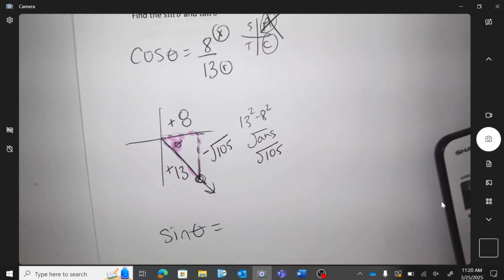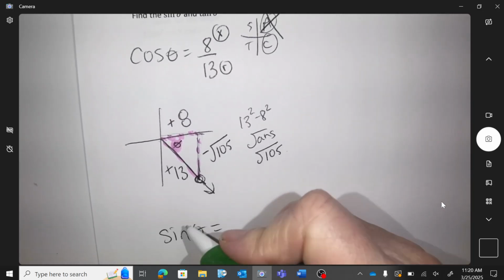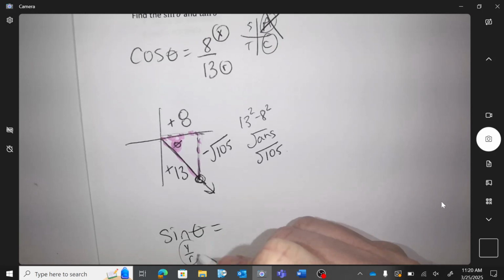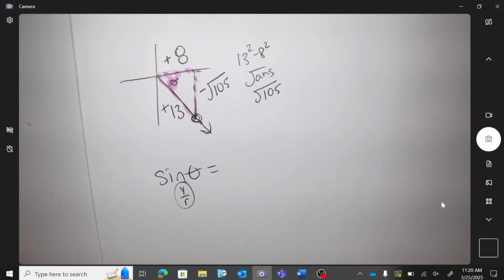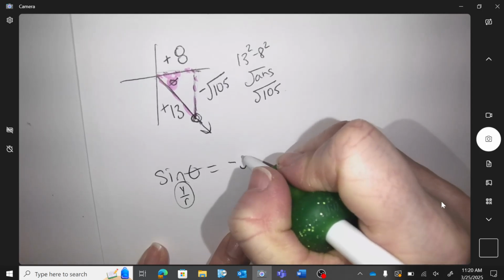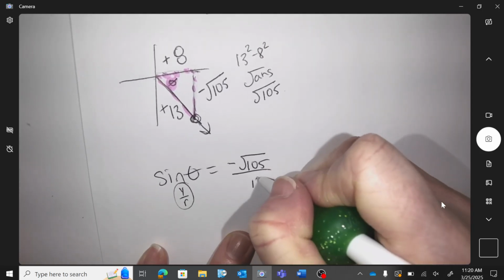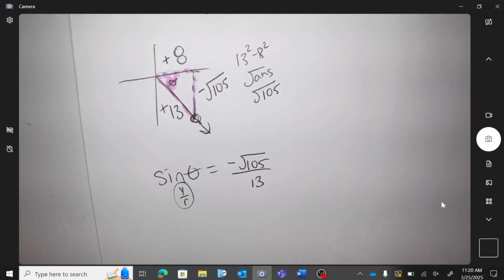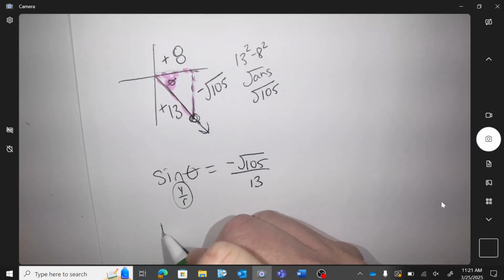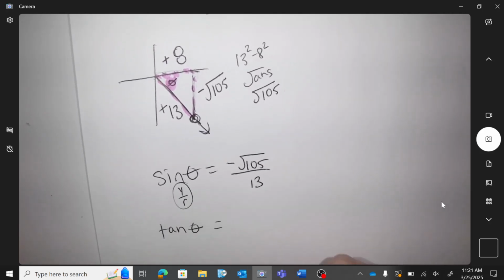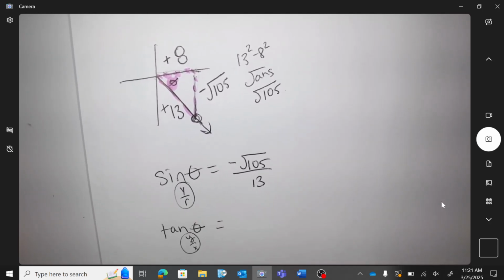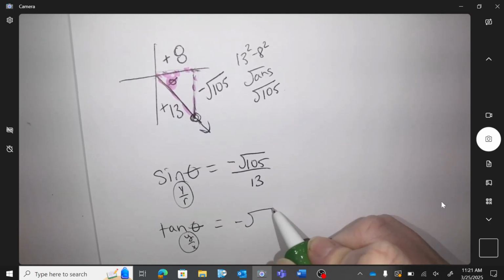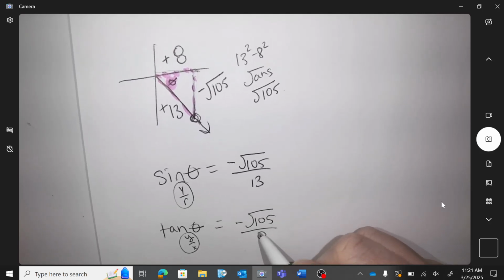Okay, so my final answer for sine. Sine on my formula sheet is y over r. So negative root 105 over 13 is the answer. The tan of theta on your formula sheet is y over x, y over x.